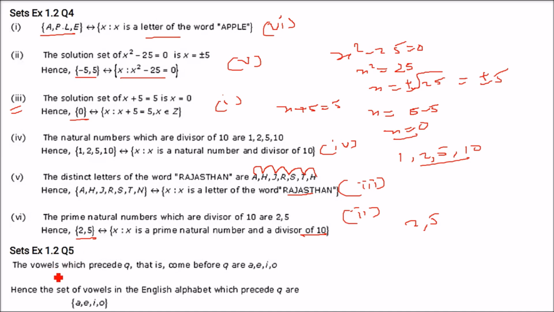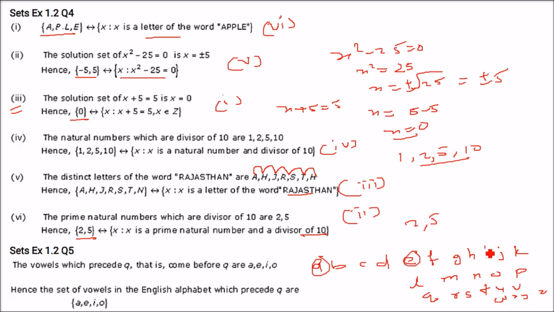The next question is, write the set of all vowels in the English alphabet which precede Q. So I'll just start with A, B, C, D, E, F, G, H, I, J. We have to go up to Q, only up to Q. A, B, C, D, E, F, G, H, I, J, K, L, M, N, O, P, Q. R, S, T, U, V, W, X, Y, Z. So we have A, E, I, O. They all are the vowels coming before Q.